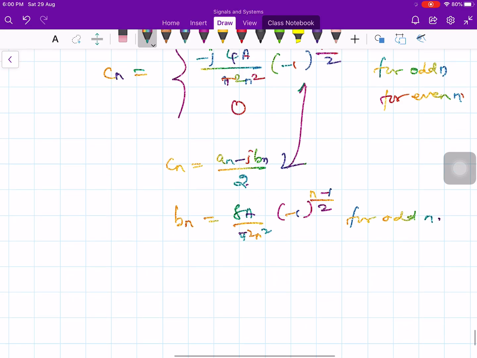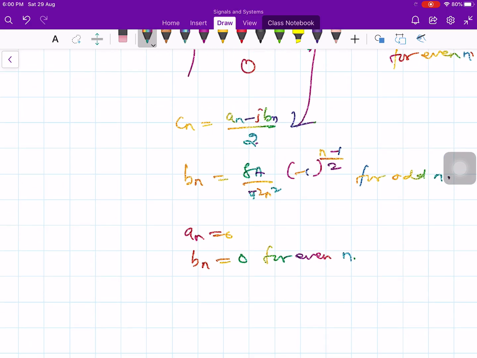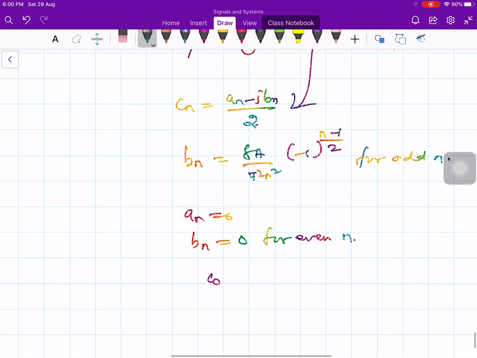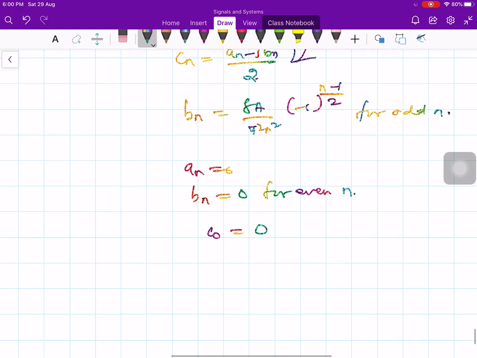Okay, so an is equal to 0 and bn is equal to 0 for even n. So what about C naught? C naught also 0. Okay, C naught has to be separately evaluated, but in this case it is 0 because the average value will be 0. So other Cn had already been obtained.